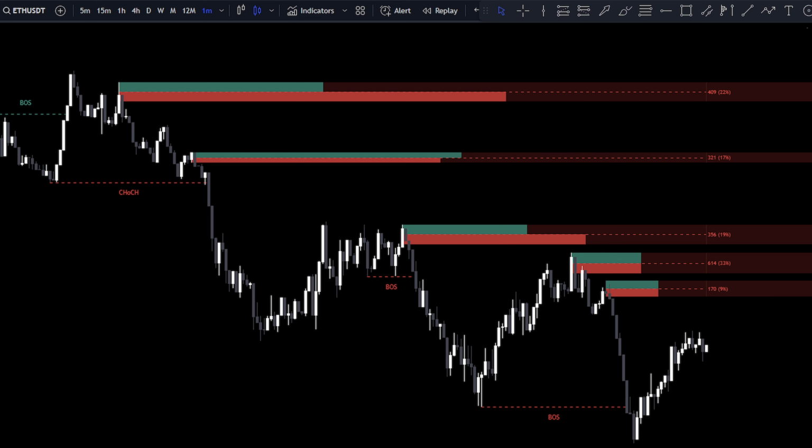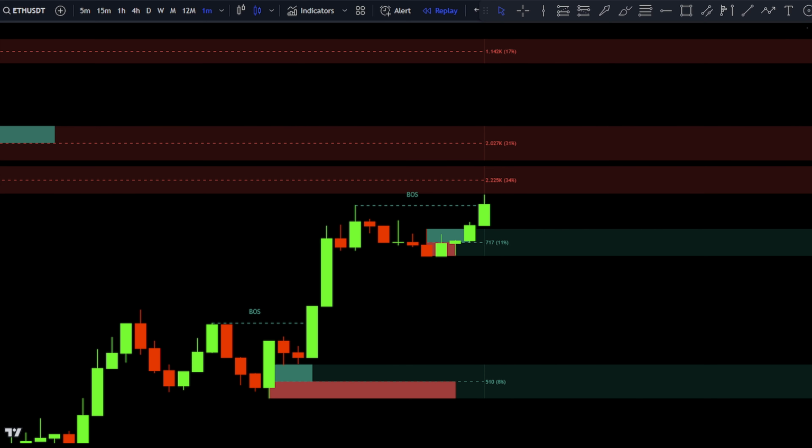Okay, now we know 2 core built-in toolkits for our strategy. Let me now teach you how to use it in practice when entering long and short trades. Okay, let's first learn the rules for entering a long trade. First, the indicator must print a bullish break of structure label. As we already know, this happens when the price action breaks above the most recent swing high.